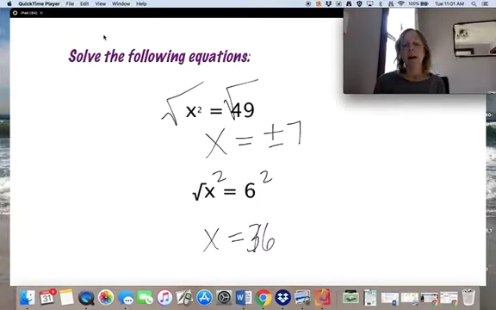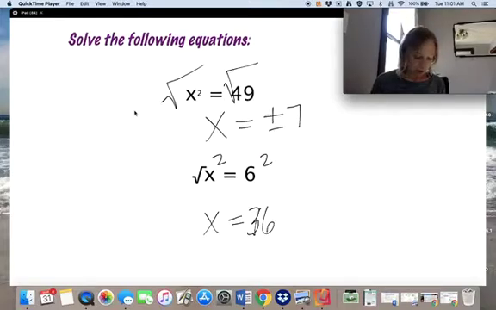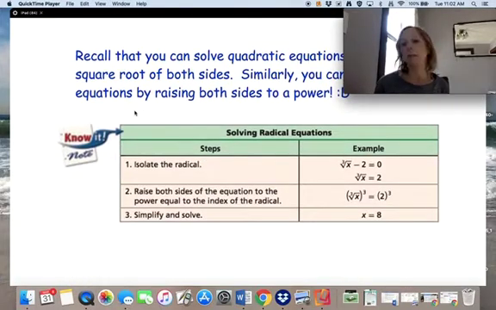Okay. When we're working with radical equations in this unit, we are going to focus on the primary root, so you don't have to worry about the plus or minus 7. We're just going to write positive 7. So all of these things that you already know will apply, okay? The main difference is these equations will be a little bit more complex than what you've worked with before.